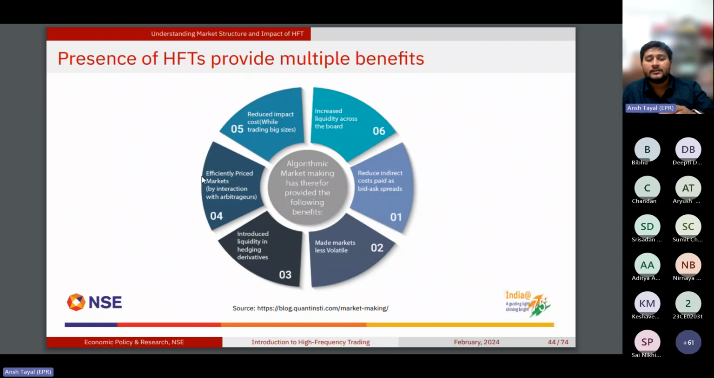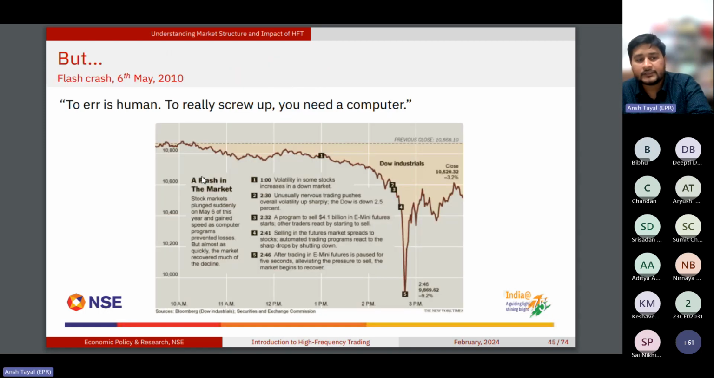So let's say the best buy price was 100 rupees and the best ask was 101 rupees. The midpoint of this is 100.5, right? And if, let's say, you were able to buy 100 shares at 101 rupees, then the 50 paisa is your impact cost. Impact cost by definition means the impact that you have when you place a big order. So, reduced impact cost.